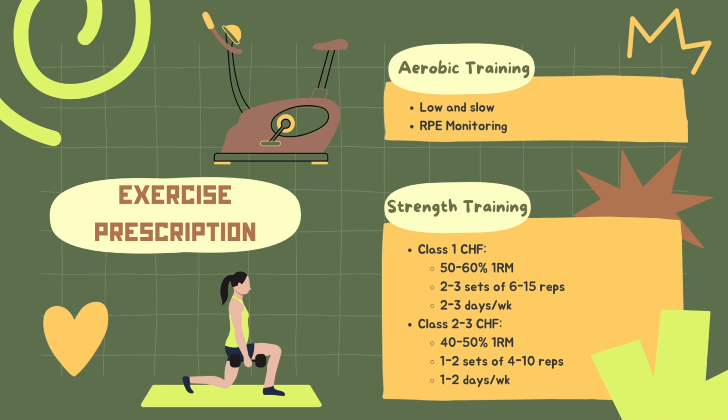And then strength training, we are going to do it based off their classification of heart failure. So if they're in a class 1, we might do 50 to 60% of their 1 rep max, 2 to 3 sets of 6 to 15 reps, 2 to 3 times a week. Class 2 to 3, we're going to work at a little bit lower load, so 40 to 50%, 1 to 2 sets of 4 to 10 reps, and only once or twice a week.